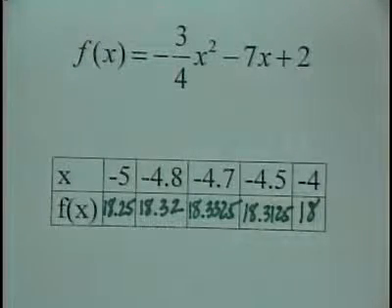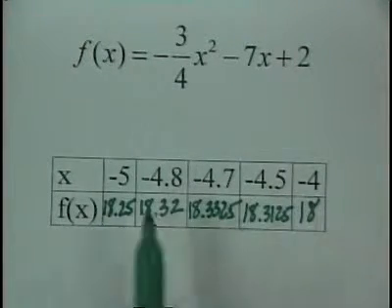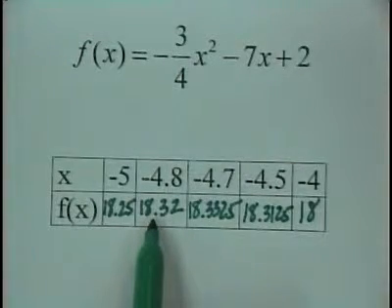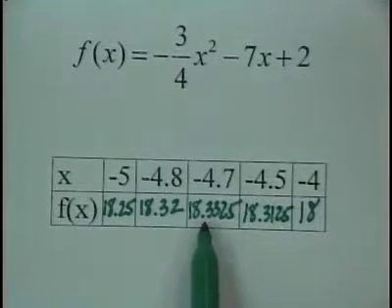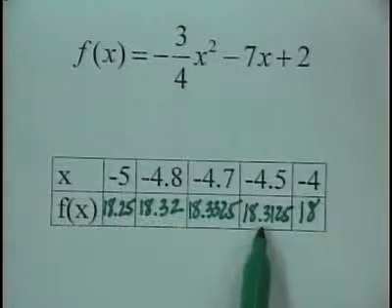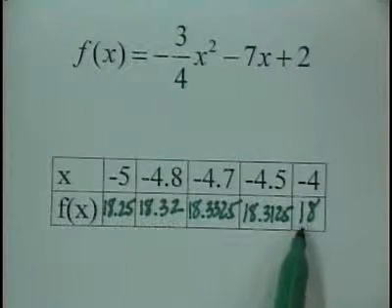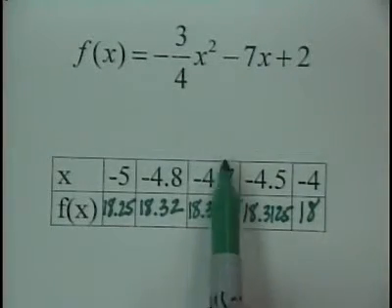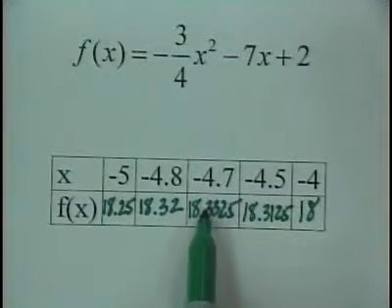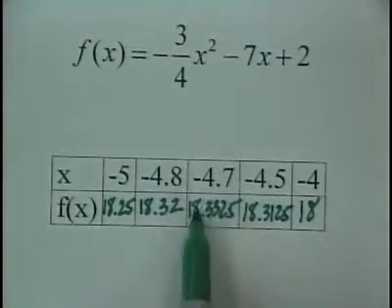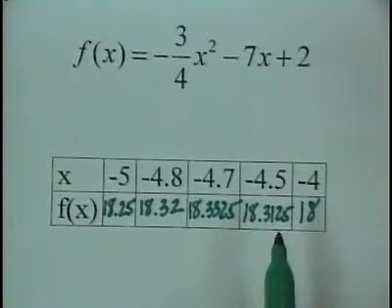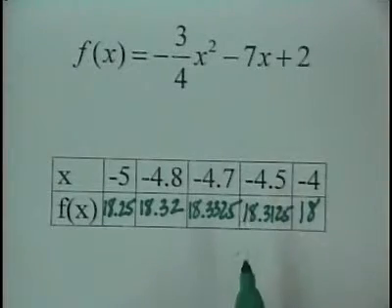So looking at the table data, I can see that it ranges from 18.25, goes up a little to 18.32, up a little more to 18.33, then down again to 18.31, and then down further. So the vertex is around negative 4.7, but maybe not quite at negative 4.7. I would say it's a little bit between negative 4.7 and negative 4.5.